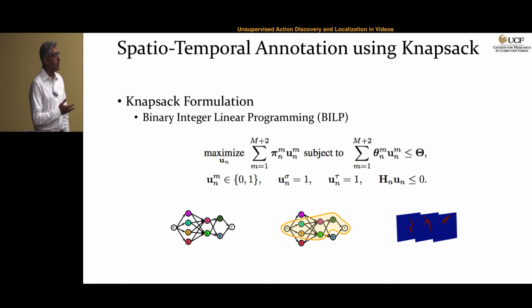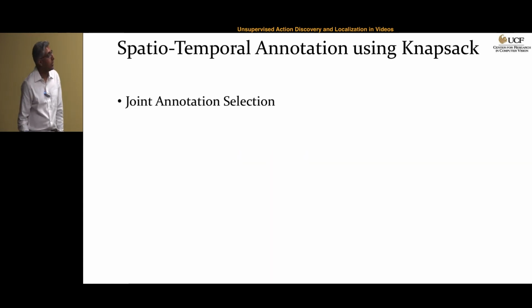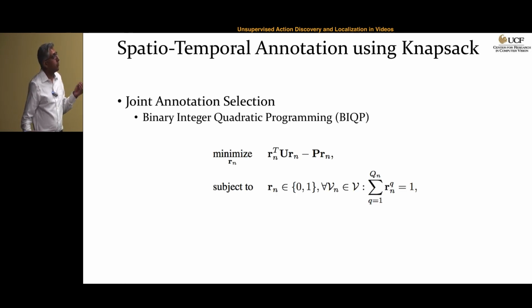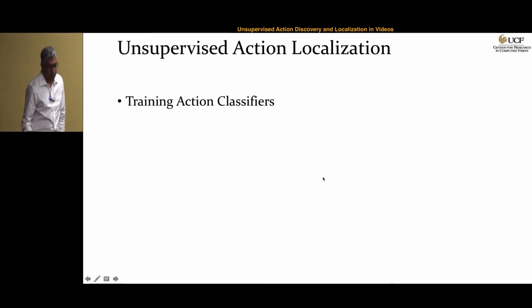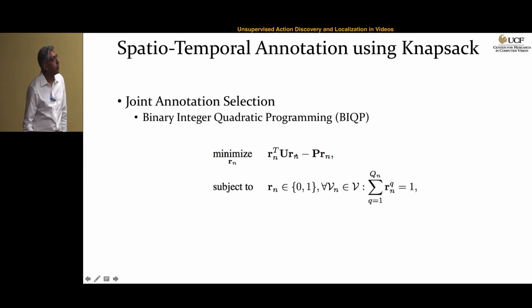However, some of these action annotations could be for people who are in the background and could be false positives. To ensure that we select good annotations, we propose another step where we want to jointly select these annotations. So let's say we have multiple annotations in each video of a cluster. We propose a binary integer quadratic programming where we compute the distance matrix between each one of those annotations in a set of cluster videos.